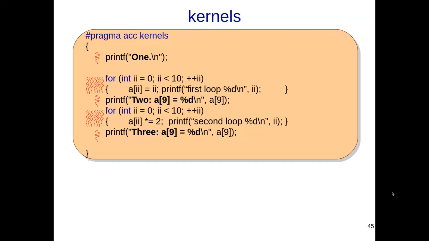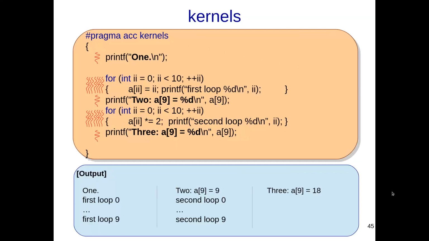At the same time, I'll also mention that 2 A of 9 equal to 9 will always get printed after all the first loop prints are done. And the second loop will start only after printf 2 is done. And 3 A of 9 will get printed only after all of the previous prints are done. Right? So this is exactly the same execution order as the CPU sequential, and so far things seem to be the same. If there are any surprises even now, please feel free to highlight.